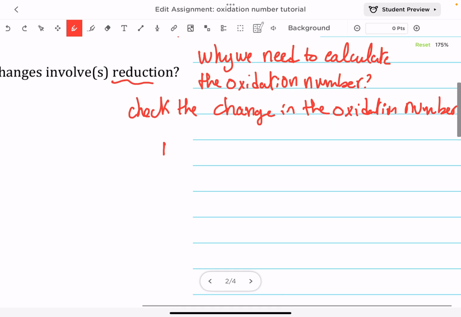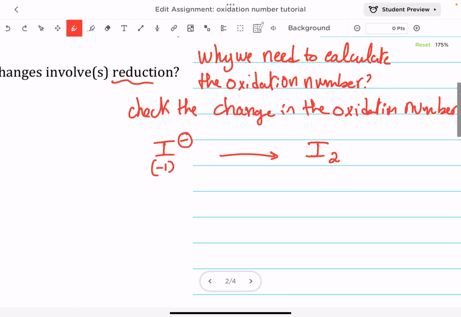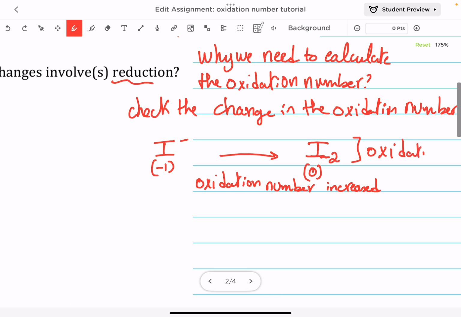So if a substance, for example, I minus changed to I2, is this oxidation or reduction? The oxidation number of I minus is the charge on it. And the oxidation number of I2, since this is a free element, is 0. So from -1 to 0, the oxidation number increased. Therefore, this is an oxidation. So I minus got oxidized.